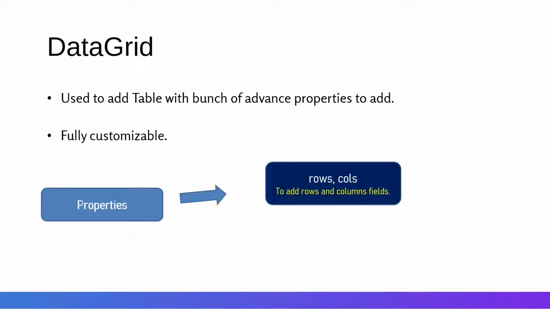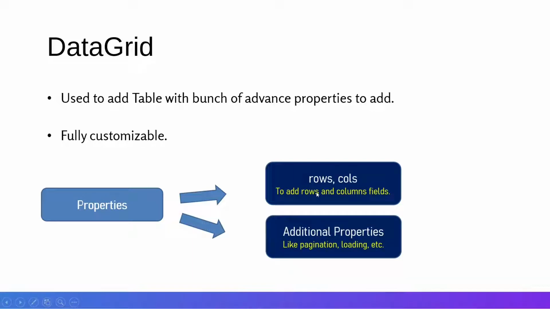The columns have a field property which is linked to the rows fields. For example, if we specify the column with field equal to id, we need to specify the same id in the rows data as well. So they are interconnected to show the data grid. Then we can see some additional properties, like pagination, to add different pages. And then we have loading: if you are sending a request to the server and the data is loading, you can show the loading prop in the data grid.